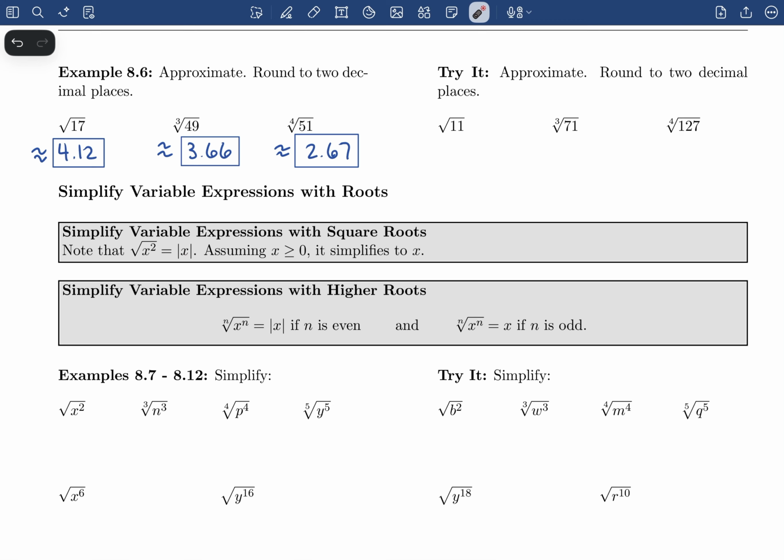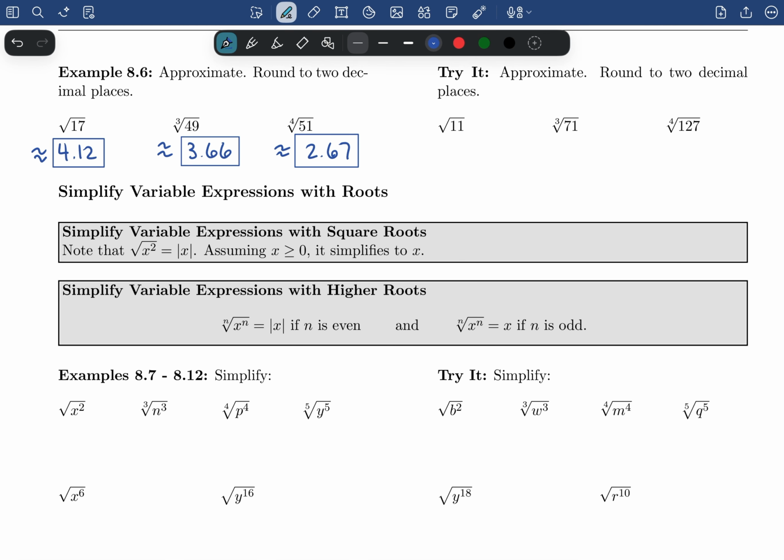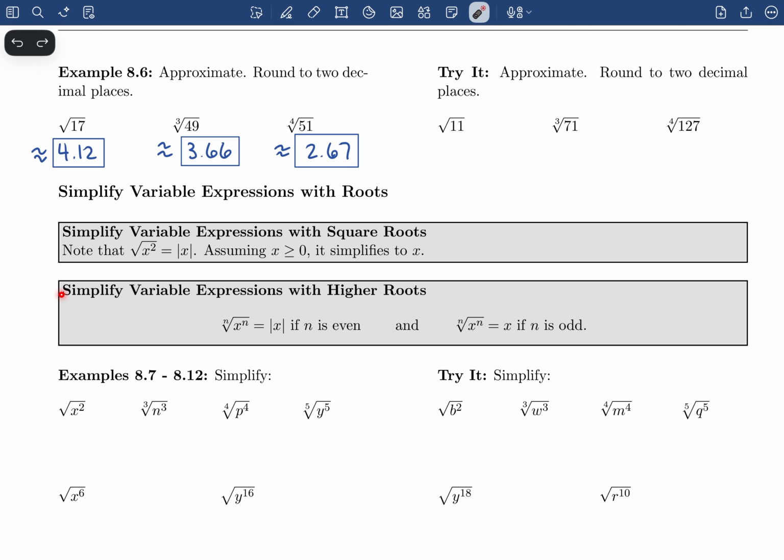Now we only have to worry about absolute value symbols when we've got an even root. That's a root with an even index value, like in this case a 2. But that's the same case for index values of 4, 6, 8, etc. We don't have to worry about it when it's odd. So let's go ahead and look at this, simplifying variable expressions with higher roots.